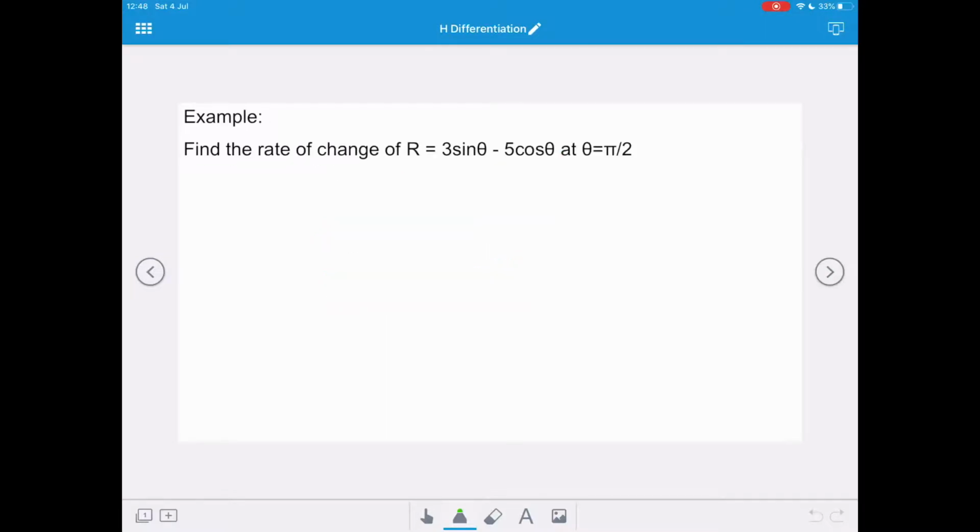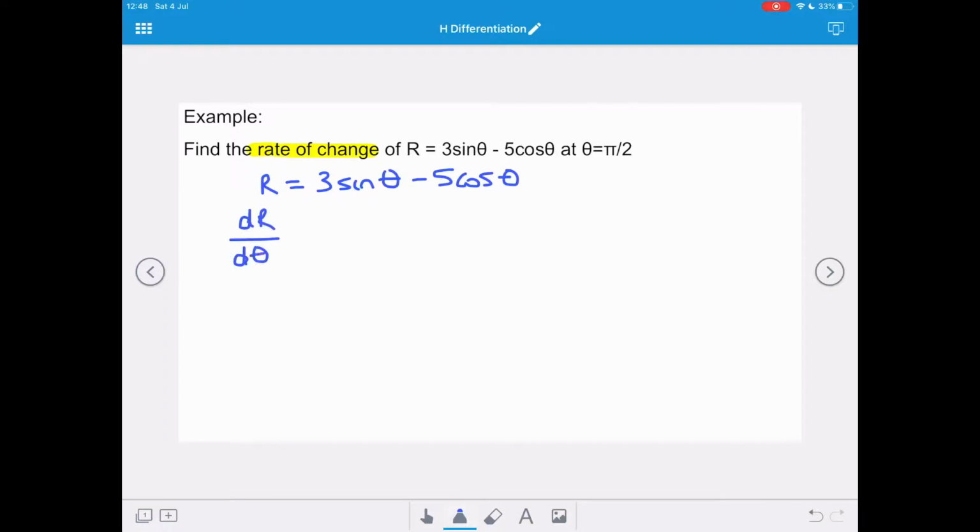Now in the next example, we want to find the rate of change of r equals 3 sine theta minus 5 cosine theta at theta equals pi over 2 radians. Now it's asking us for rate of change, and we know that that means we need to differentiate. And the reason that theta is given in radians is because we cannot evaluate trigonometry unless our angle is in radians.